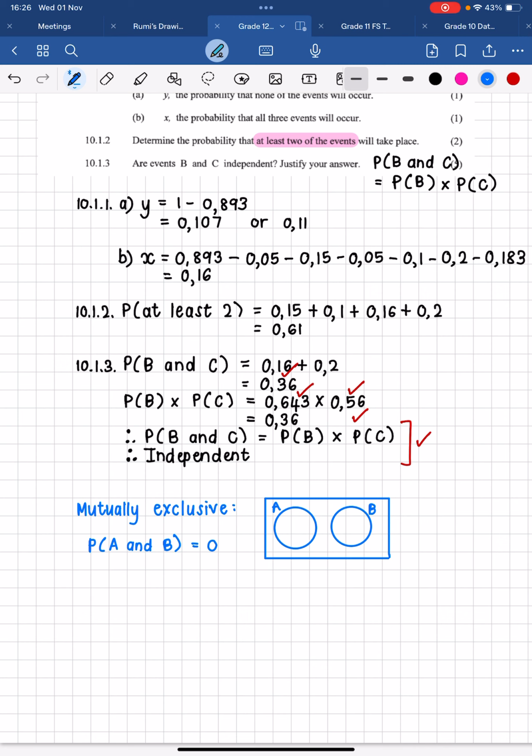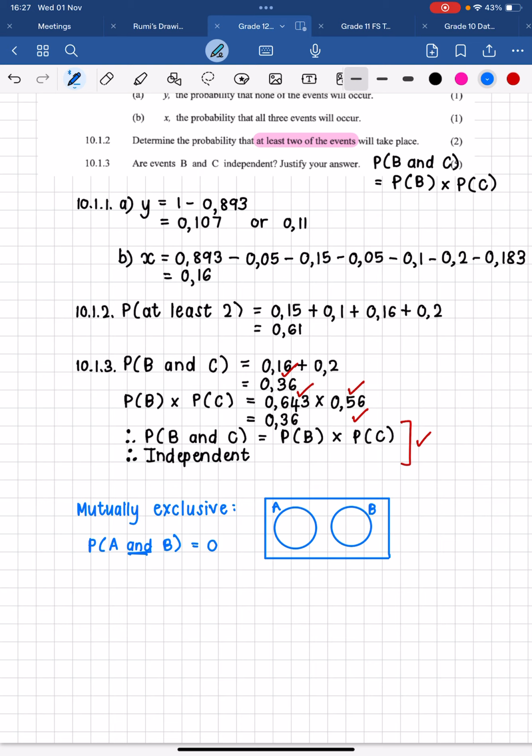That means that they don't overlap. But it depends also on what information they've given you. Sometimes they give you the Venn diagram, then you can just say the circles for the 2 events don't overlap. But if they say show by calculation, then this is what you have to show. Then you have to say the probability of the one and the other is equal to 0.